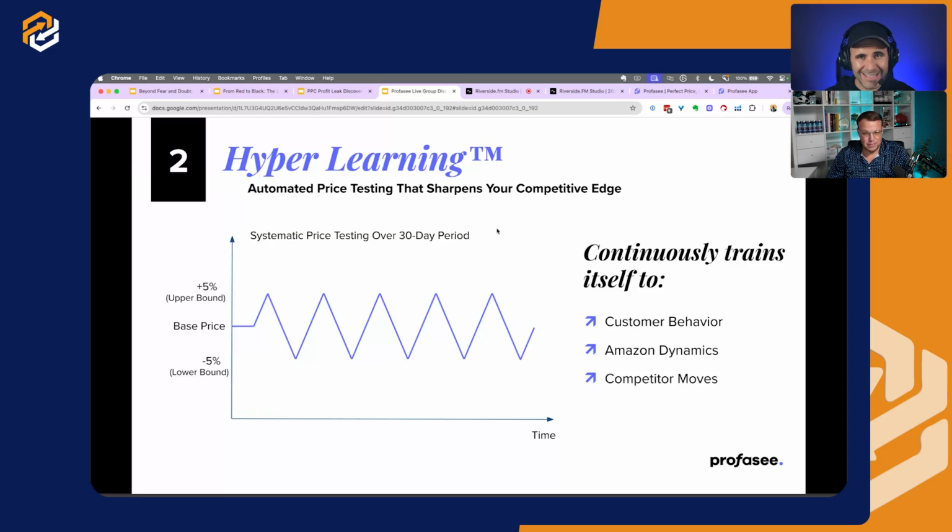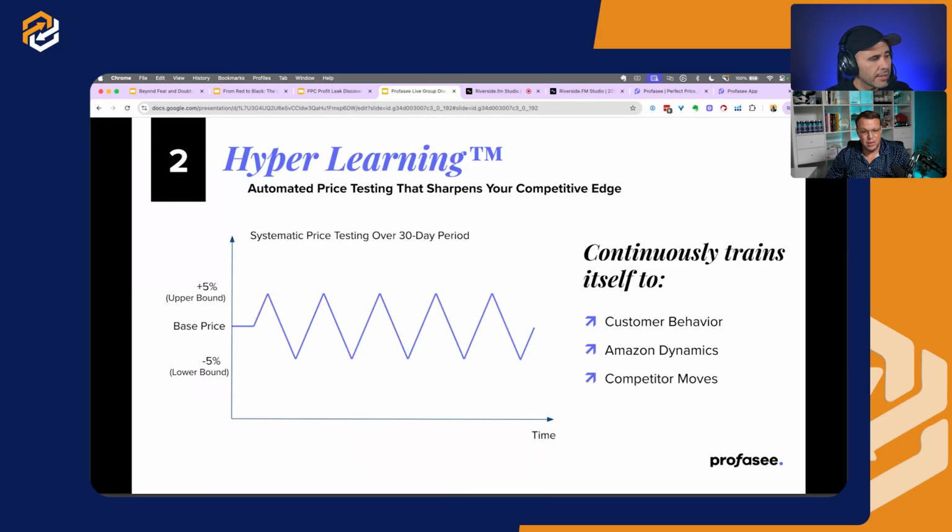So we actually test that data, daily small price tests. We do something called hyper learning. This is where we're making these tiny price adjustments within this -5 to +5% bounds, so we can see how your competition, how Amazon, how your customers react.